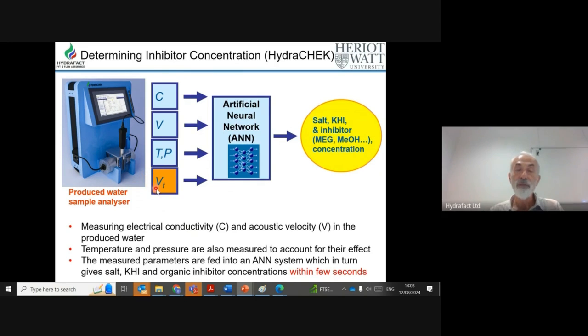But you can have three parameters as well by measuring the change in the velocity of sound versus temperature. Then we can detect three parameters. For example, we can detect one salt mixed with another salt, or with KHI, or methanol. But normally we use two unknowns.